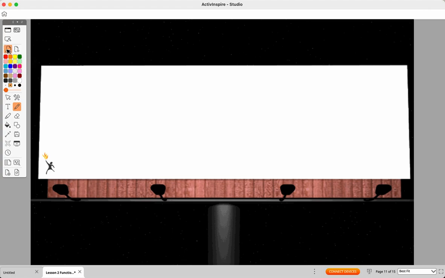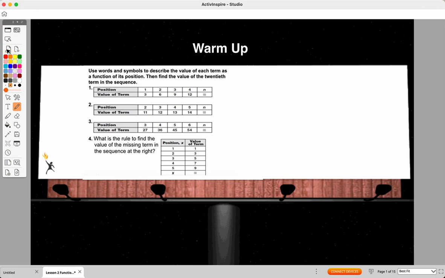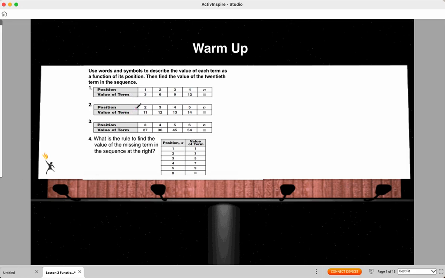But before you go, I want you to jump back to the very beginning and take a look at these. Using words or symbols, describe the value in each term in the function and then find the value of the 20th term in the position. So pause the video and see what you come up with.